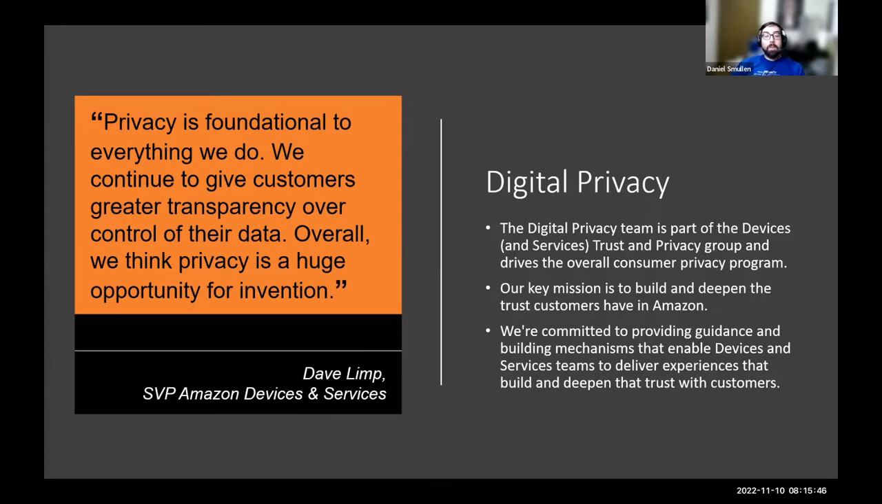We're committed to providing guidance and building mechanisms, which is Amazon parlance for stuff that allows you to do things in general. It's not necessarily a physical mechanism. It could be an organizational thing. It could be a software thing. It could be many of those things. And we're committed to building these mechanisms that enable devices and services teams, the folks that work on all those devices that I talked about, to deliver experiences that build and deepen trust with customers.